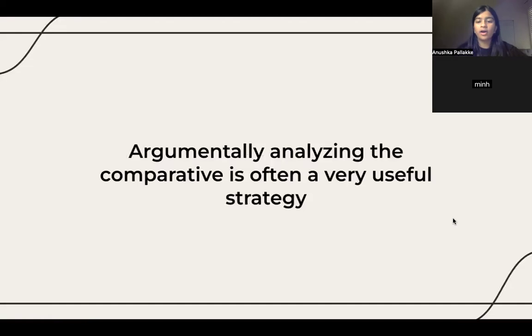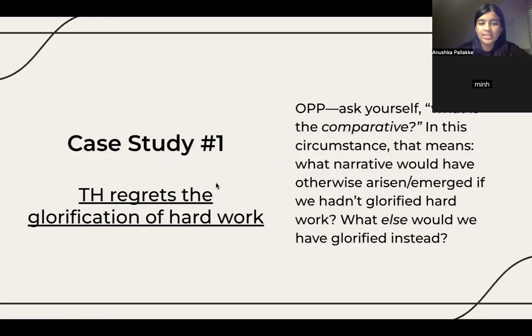Okay. So analyzing the comparative is often a very useful strategy. And let's just look at a case study number one. So we can say that this house regrets the glorification of hard work. So opposition, ask yourself, what is the comparative? In this circumstance, what this means is what narrative would have otherwise emerged if we hadn't glorified hard work? What else would we have glorified instead?